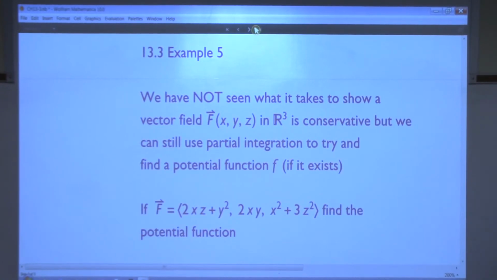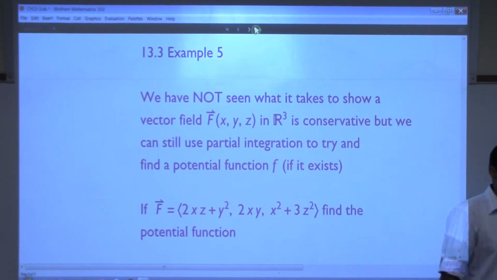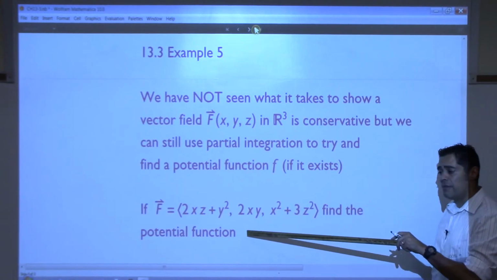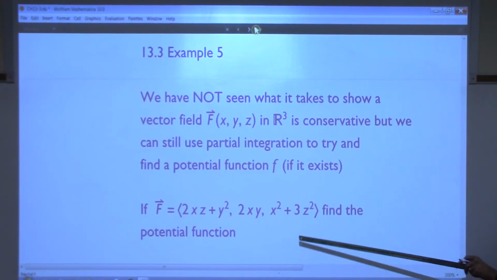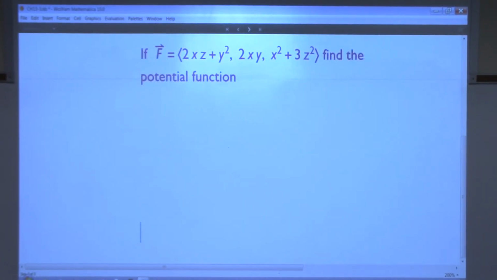Okay, what we have not seen is how we would determine if a three-dimensional vector field is conservative. And I said, stand by, we will do that. But if it is, we still have a way of getting its potential function. So I'm going to tell you right now, this is a conservative vector field. I'm going to tell you that. And what I'd like for us to do is go ahead and find its potential function. Let's go ahead and do it. Does everyone understand that you don't have a way of determining if that's conservative yet?